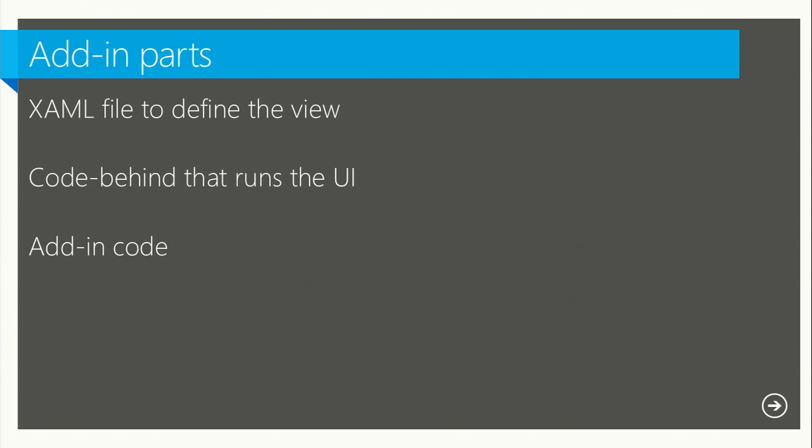There are really three parts to an add-in that's coded, particularly a view add-in. There's the XAML file that defines the view. I'm not going to talk a huge amount about this just because it's kind of beyond the scope of this talk, but that's what defines the view. There's what we call the code behind, which is the code that runs that UI in the XAML. And then there's the add-in code itself, which manages the connections between VMM and the code behind.